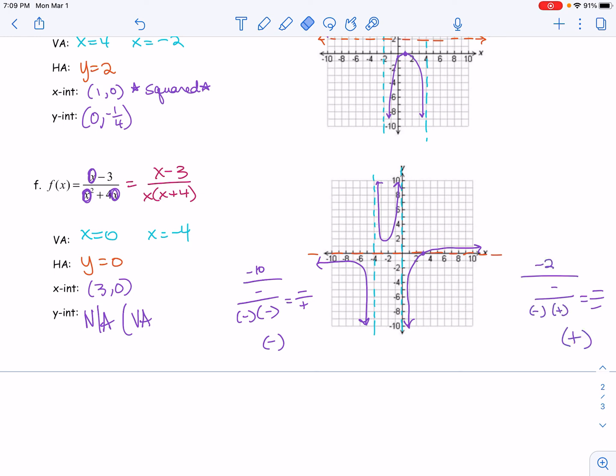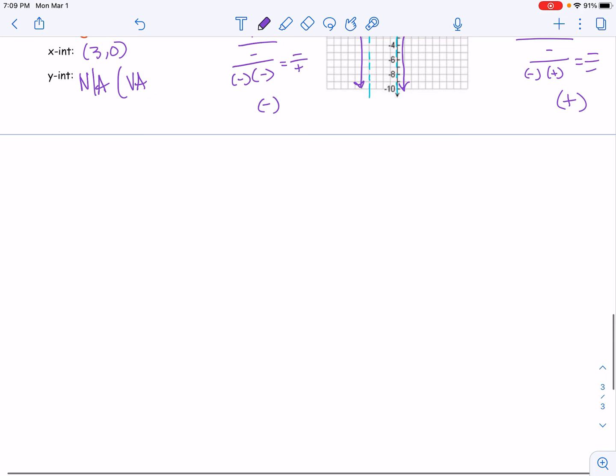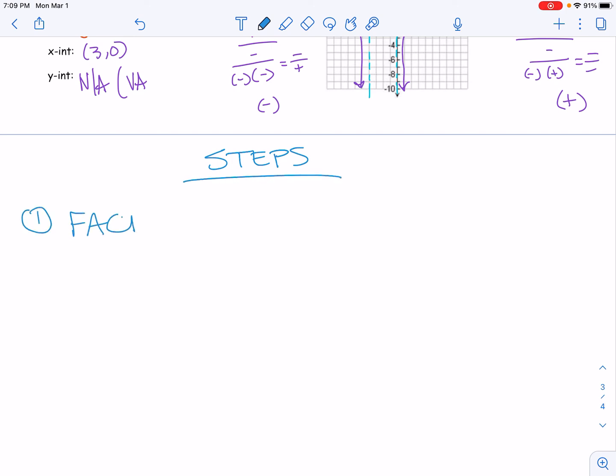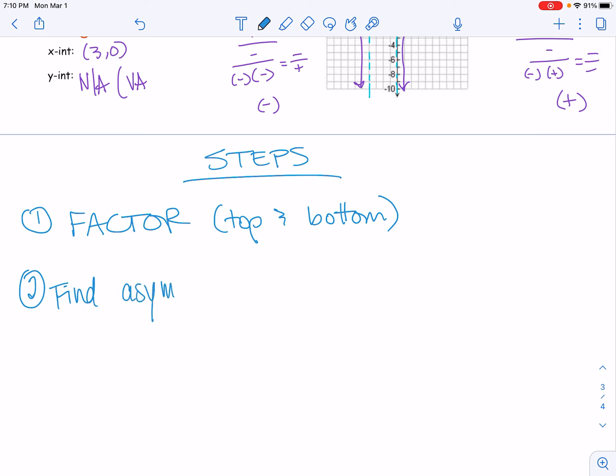Okay, so what I want to do really quickly at the very end is just talk about the steps that we have been doing this whole time. First step is always factor. Factor the top and the bottom when necessary, okay? Sometimes it's already factored. If it is, great. Second thing we need to do is find the asymptotes. Let's talk about the two different kinds. You have vertical asymptotes where you're setting your denominator equal to 0. So remember, vampires live in the basement, if that helps you out.